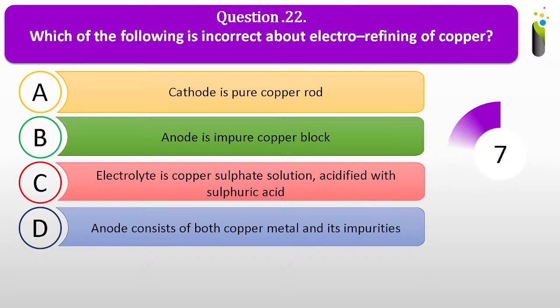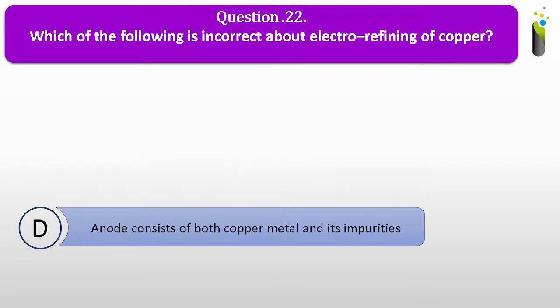So, which of the following is incorrect, that is wrong, about electrorefining of copper? And the wrong statement here is D, that is, anode consists of both copper metal and its impurities is a wrong statement about electrorefining of copper.